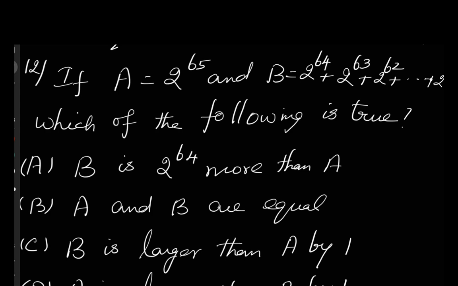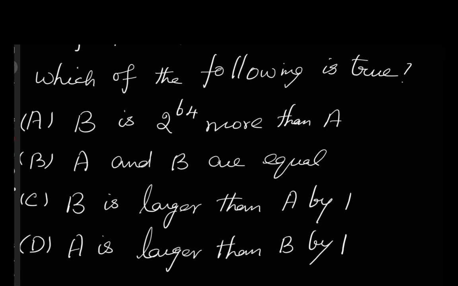See the next question. If A is 2 power 65 and B is the series 2 power 64 plus 2 power 63 plus 2 power 62 plus dot dot dot 2 power 0. Which of the following is true? A. B is 2 power 64 more than A. A and B are equal. B is larger than A by 1. A is larger than B by 1.